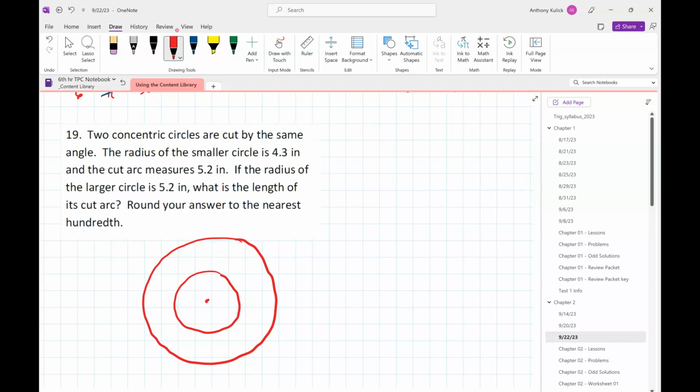Okay. So I'll draw here some little sector. It says the radius of the smaller circle, I'll call that R1, and this will be R2, the radius of the bigger circle, is 4.31, and then this is S1 and S2, the arcs. The radius there is, for the bigger circle, 5.2. And then it wants us to know what S2 is, right?